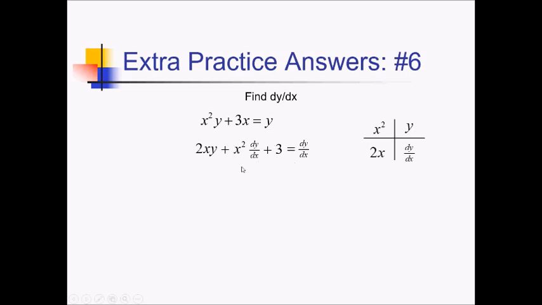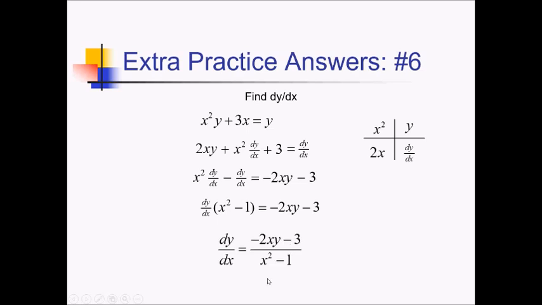X squared dy over dx can stay over there. I'm going to subtract this dy over dx to be over there. And all the other stuff's got to move to the right side. So negative 2xy minus 3. And now on the left side, I can factor out a dy over dx. That leaves me with x squared minus 1, which I can then divide both sides by. So dy over dx is going to be negative 2xy minus 3 over x squared minus 1.